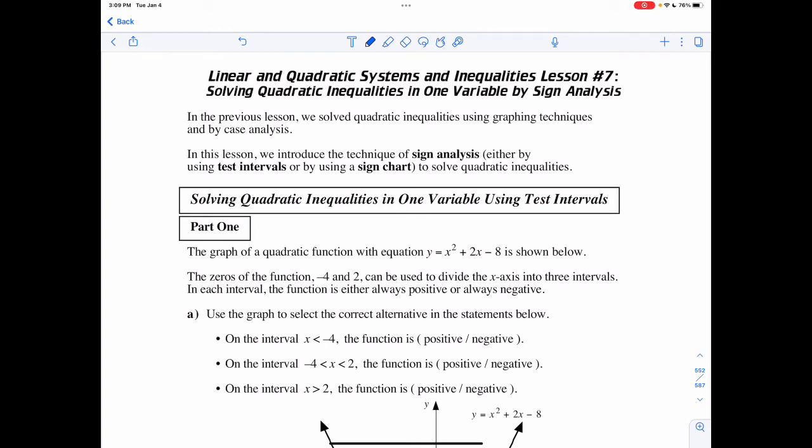Okay, for this lesson, we're going to take a look at solving quadratic inequalities with one variable by using sign analysis. Another form of this can be referred to as interval analysis.